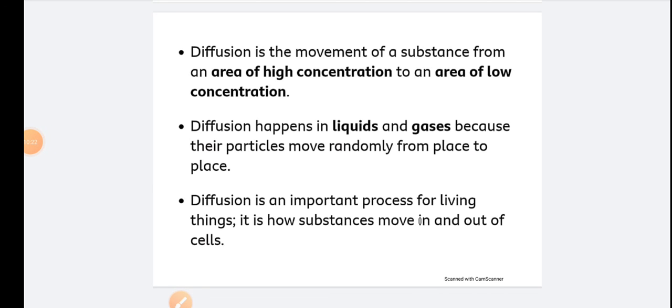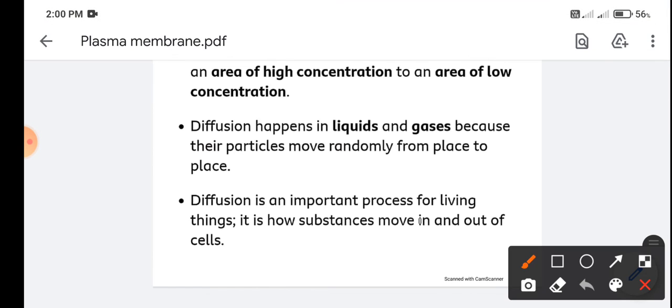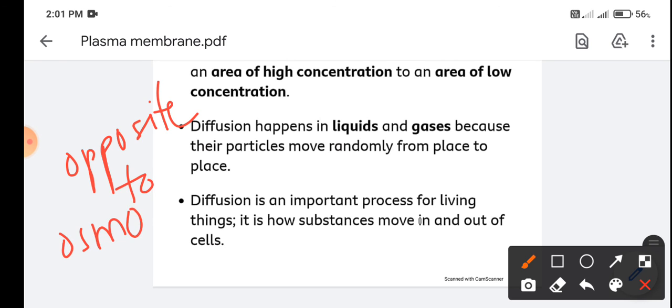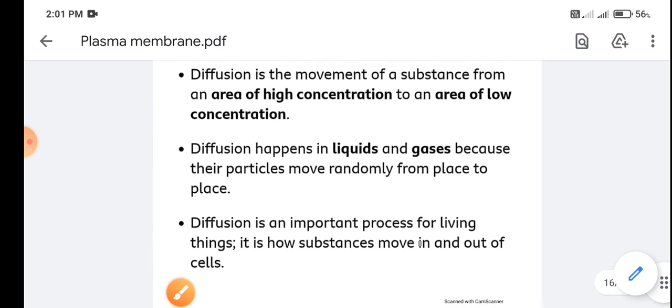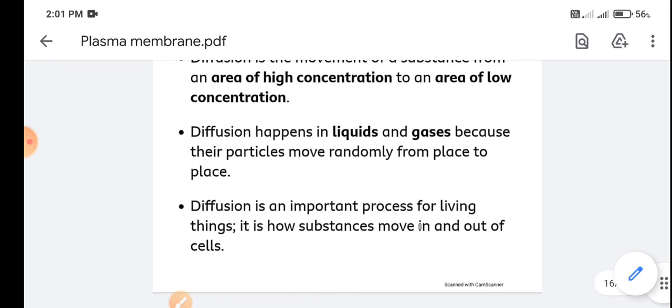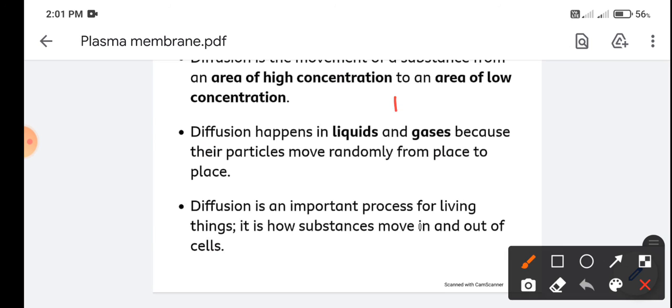Now we will talk about diffusion. Diffusion is the movement of substance from an area of high concentration to an area of low concentration. Diffusion happens in liquids and gases because their particles move randomly from place to place, from high concentration to low concentration. Diffusion is an important process for living things.